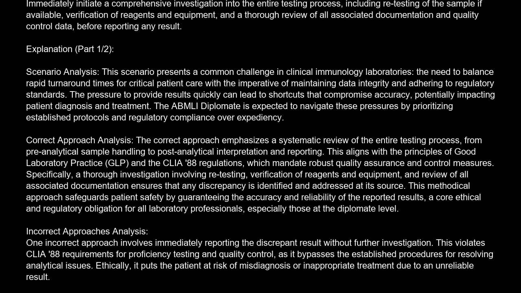This methodical approach safeguards patient safety by guaranteeing the accuracy and reliability of the reported results, a core ethical and regulatory obligation for all laboratory professionals, especially those at the diplomate level. Incorrect approaches analysis. One incorrect approach involves immediately reporting the discrepant result without further investigation. This violates CLIA 88 requirements for proficiency testing and quality control, as it bypasses the established procedures for resolving analytical issues. Ethically, it puts the patient at risk of misdiagnosis or inappropriate treatment due to an unreliable result.